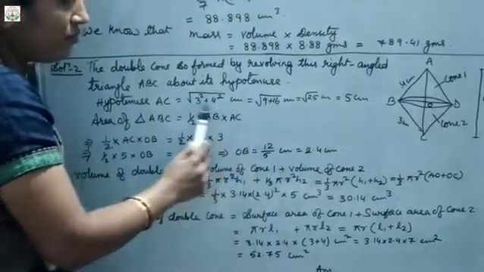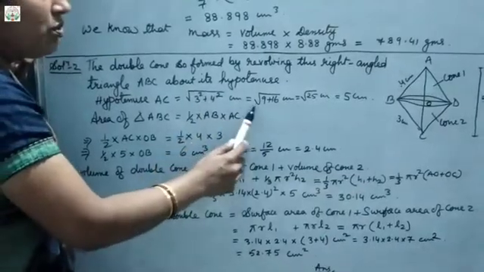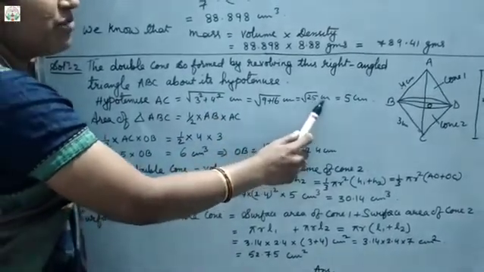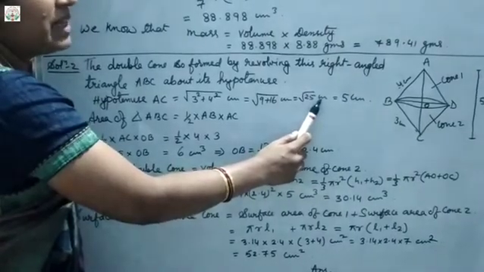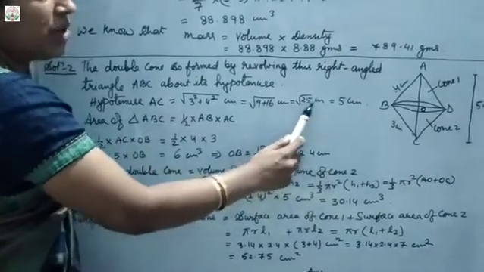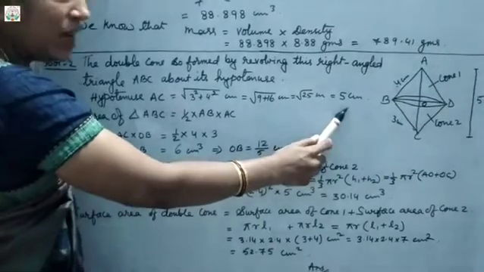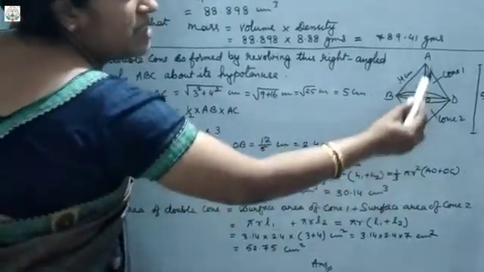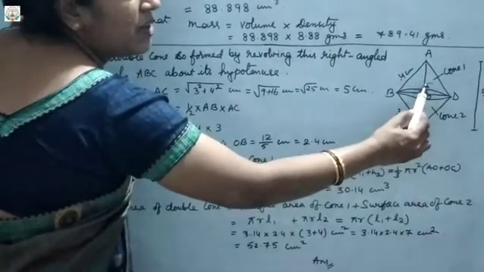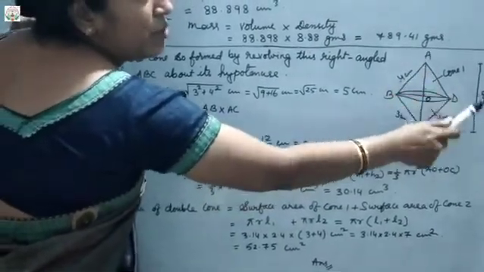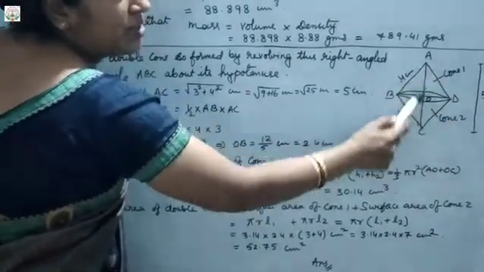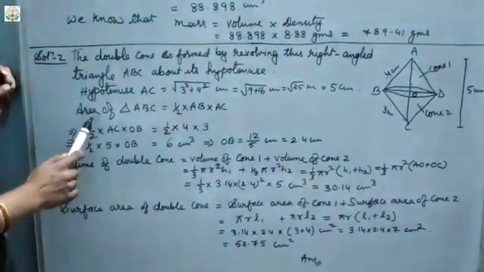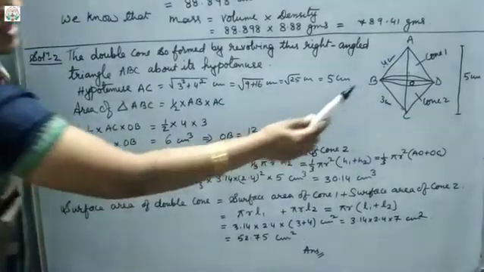Now 3 square we know, that is 9, plus 4 square is 16. So now the square root of 25 cm will be equal to how much? 25 is a perfect square of 5, so 5 cm. Okay, so this distance AC is how much? 5 cm. I already wrote it there. You can see the total distance AC is how much? 5 cm.